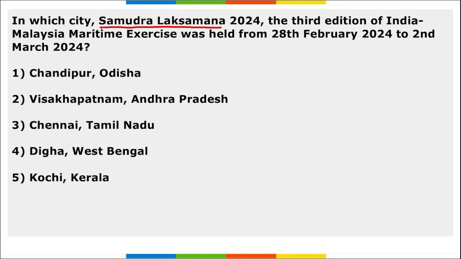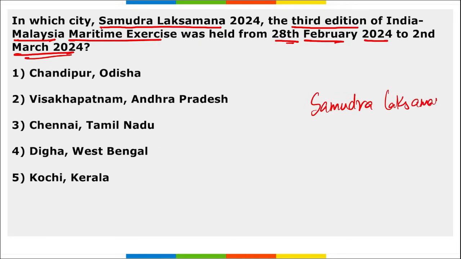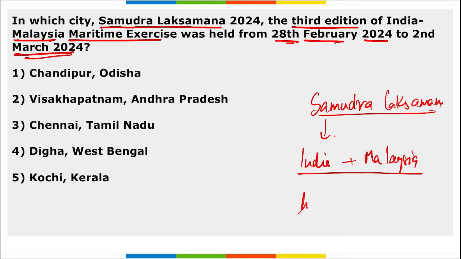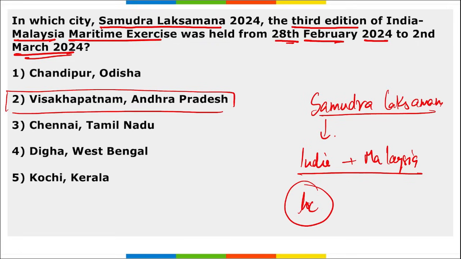Next, Samudra Lakshmana 2024. This is the third edition of the India-Malaysia Maritime Exercise held from 28th of February to 2nd of March. Question asked here is, in which city was this Samudra Lakshmana exercise held? It was held between India and Malaysia. What is the location where this exercise was held? Visakhapatnam, Andhra Pradesh. Right, at Visakhapatnam, Andhra Pradesh, this exercise was held, and it was held between the Navy of India and the Navy of Malaysia.